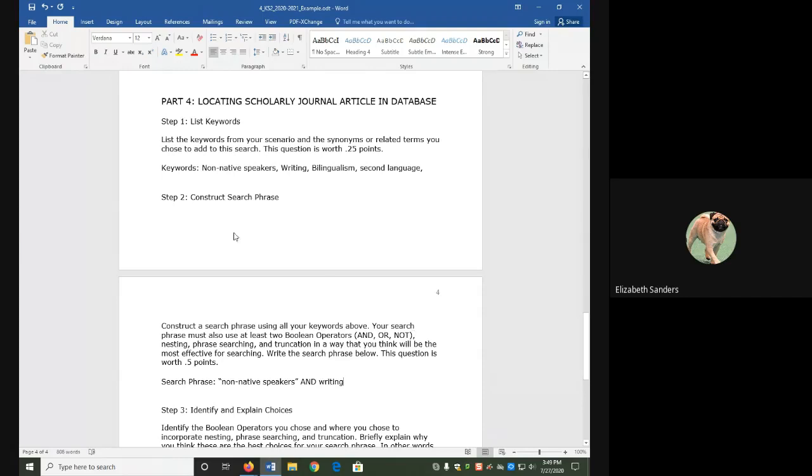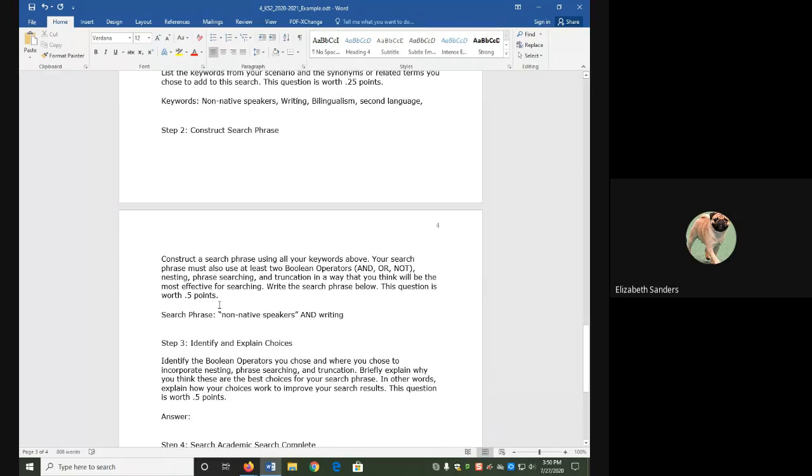You will need to list both the keywords that you started with and any synonyms or related terms that you're adding to your search. I started off with non-native speakers and writing. I added in as related terms bilingualism, which is what it's called when you can speak more than one language, and then second language, because when you're talking about a non-native speaker, you're normally talking about them in the context of their second language.